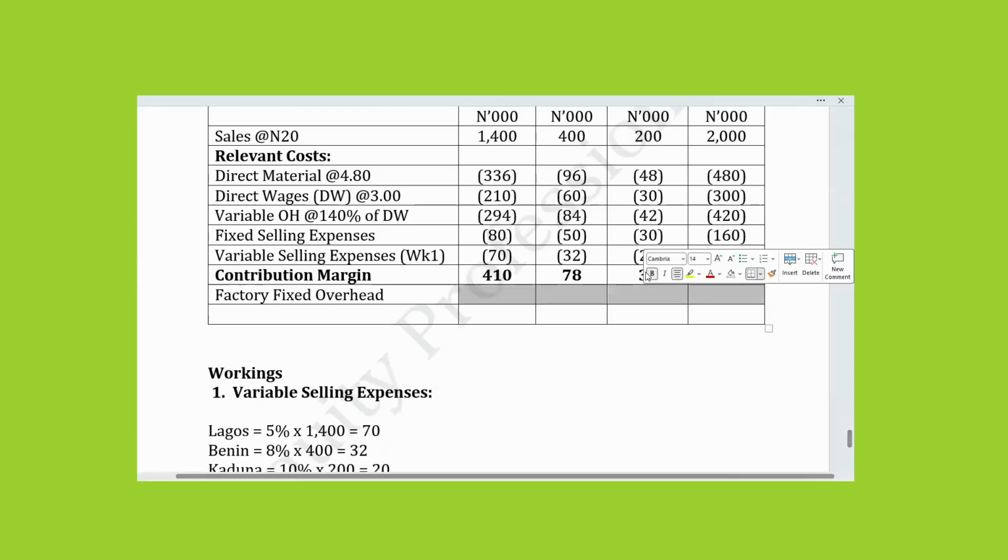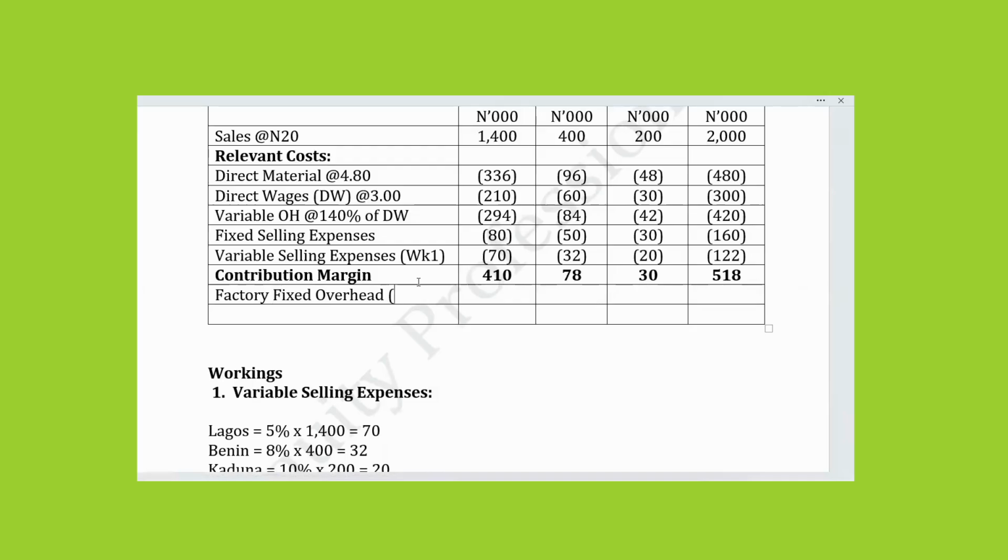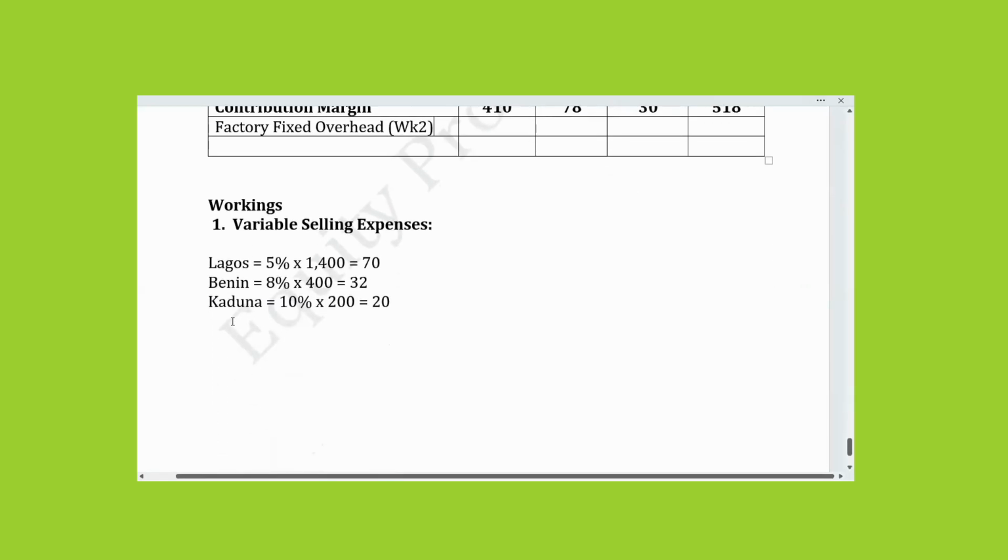So give it to me. We need to go and do calculation on this. So this will then be working number 2. The general fixed overhead given to you. Let me come here. Factory fixed overhead. Okay. So you need to apportion this.